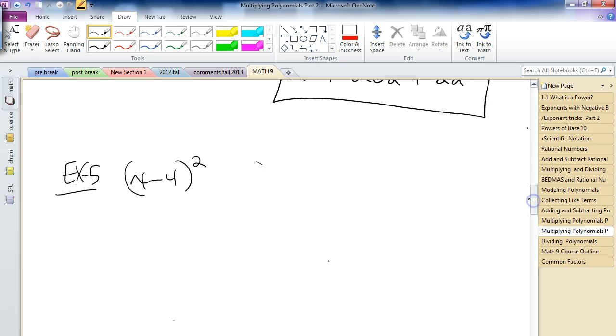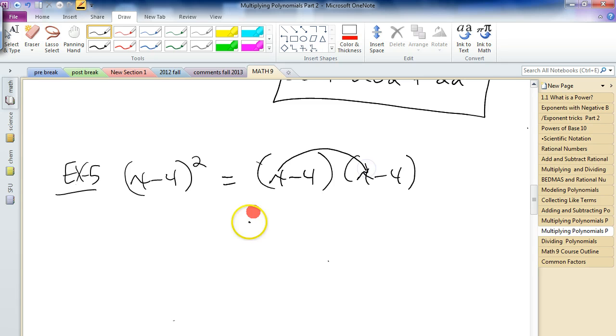All right, now what if you have this? x minus 4 squared. Well, that's the same thing as saying x minus 4 times itself. x minus 4. Let's do this. x times x is x squared. Now, there's negative signs here. x times negative 4 is negative 4x.